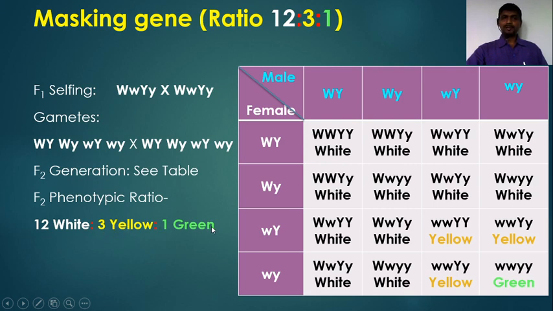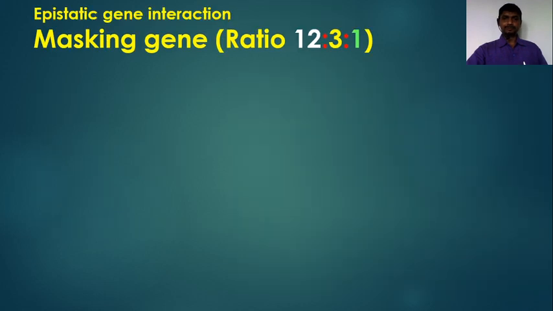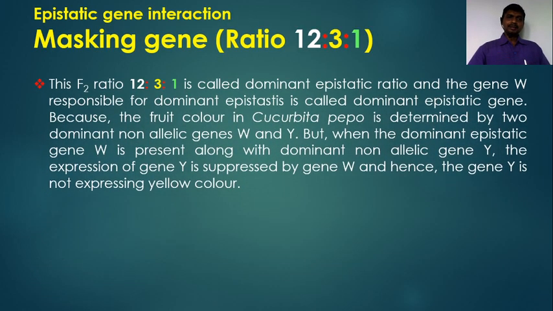So this is dominant epistasis, for example a masking gene. The F2 phenotypic ratio is 12:3:1. So 12 white, 3 yellow and 1 green individuals are obtained by the selfing of F1 hybrids in the F2 generation. So in the masking gene, this F2 ratio, that is 12:3:1, is called the dominant epistatic ratio, and the gene W responsible for the dominant epistasis is called the dominant epistatic gene.